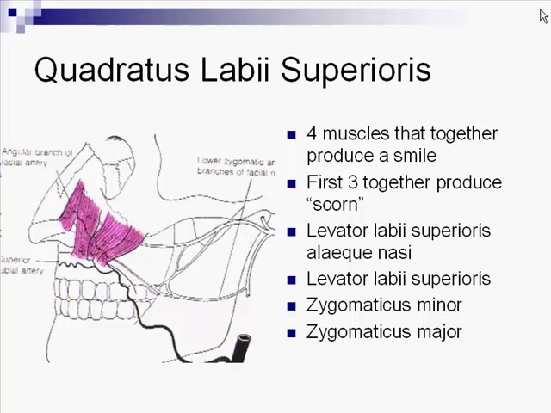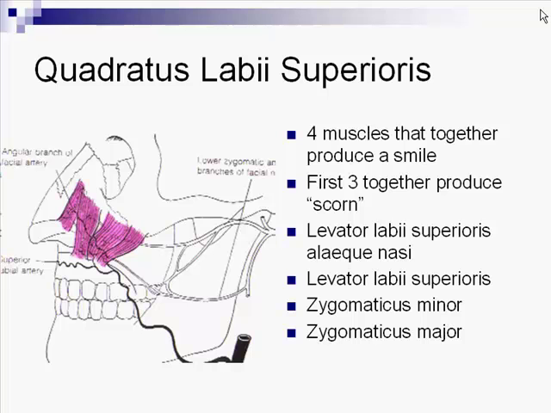Levator labii superioris alaeque nasi: origin is the maxilla. Insertion is the ala of the nose and upper lip. Think of the words. Action is it raises the upper lip and dilates the nostrils. This is also for scorn. Remember I said that these first three muscles are for scorn.